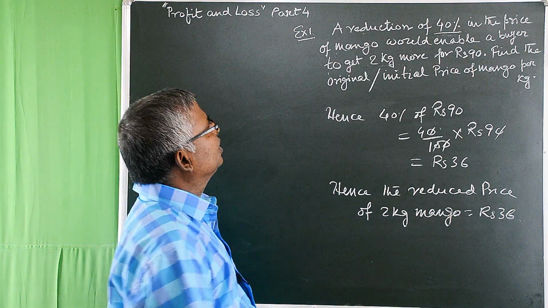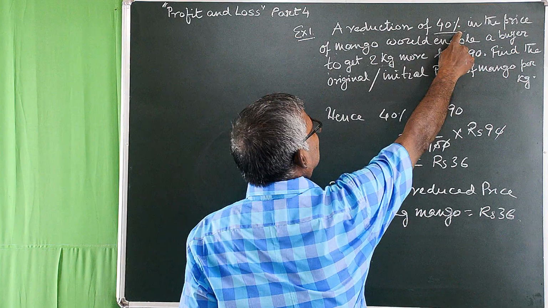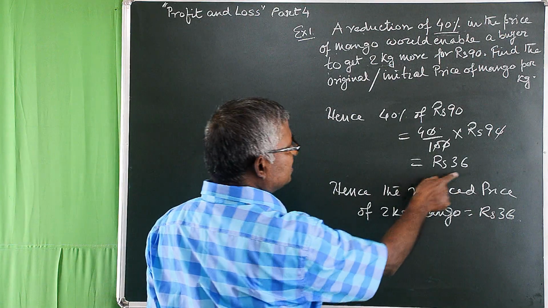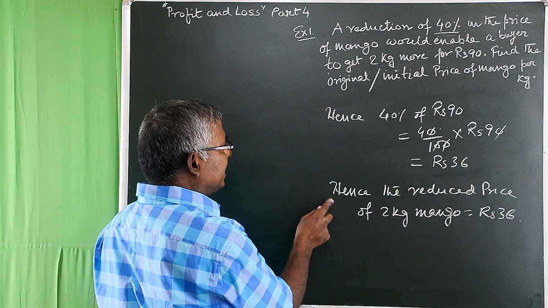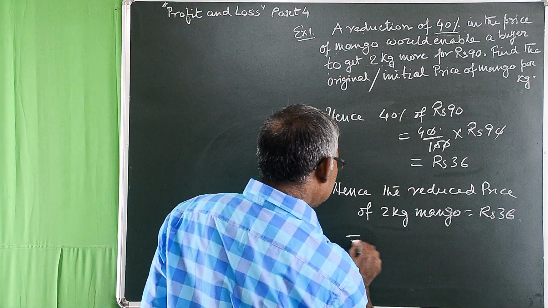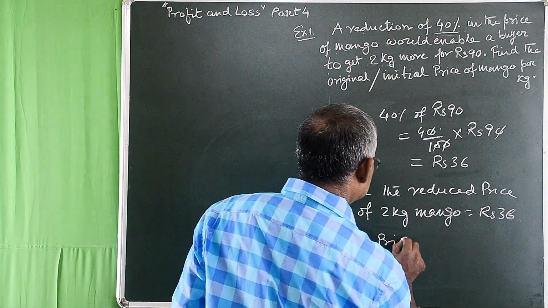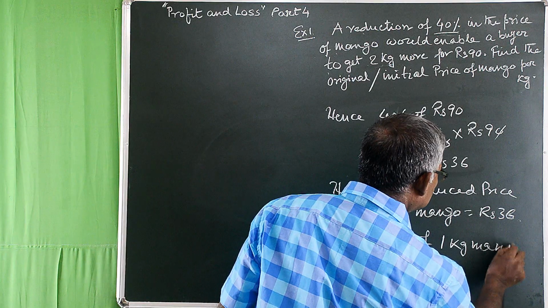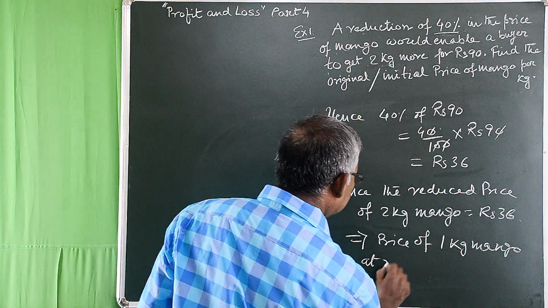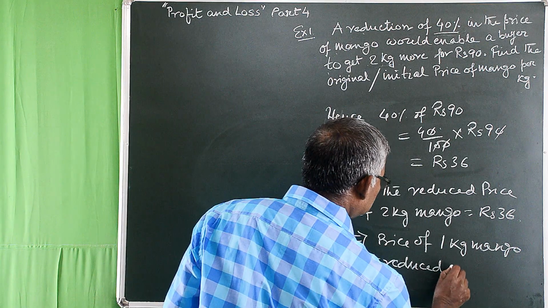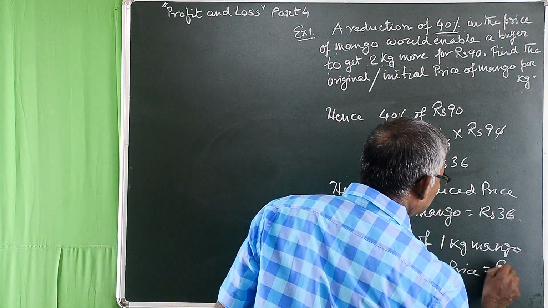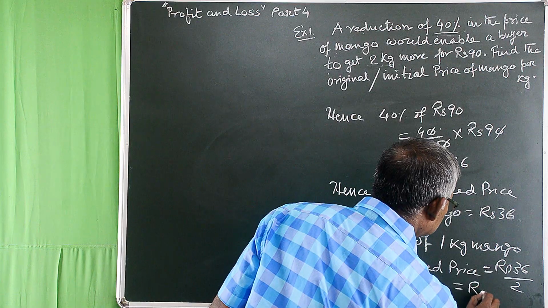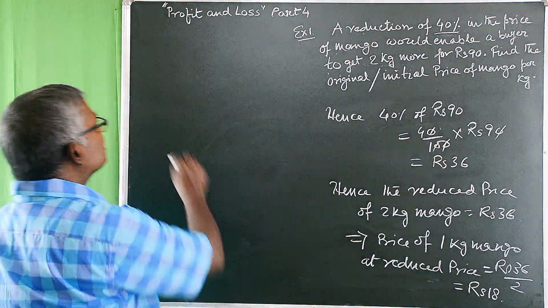Students, given that when the price is reduced by 40%, the buyer gets 2 kilo more. So the amount of price reduced is 36, for which the buyer gets 2 kilo more mango. This implies that the price of 1 kilo mango at reduced rate equals ₹36 by 2, that is ₹18.